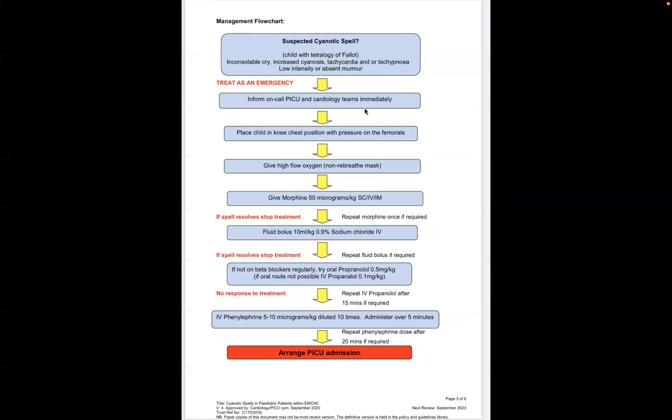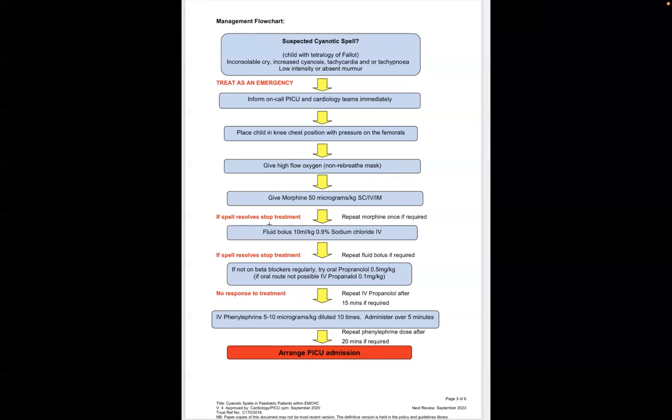Inform on-call ICU and cardiology teams immediately. Place the child in knee chest position with pressure on femorals. I think this pressure on femorals will also reduce the flow to the heart, right? Then you will give high flow oxygen, very important. Non-rebreathable mask, you can also mention 15 liters. Then give morphine. If you want to remember the dose, 50 micrograms per kg.